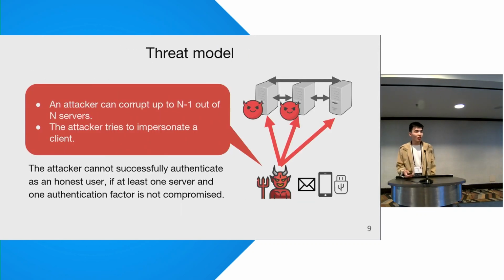Before we dive into our talk, we'll first briefly mention the threat model. We consider a maliciously secure model where the attacker can corrupt up to n-1 out of n servers, and the attacker will try to impersonate the client. Security holds if the attacker cannot successfully authenticate as an honest user if at least one server and one authentication factor is not compromised.